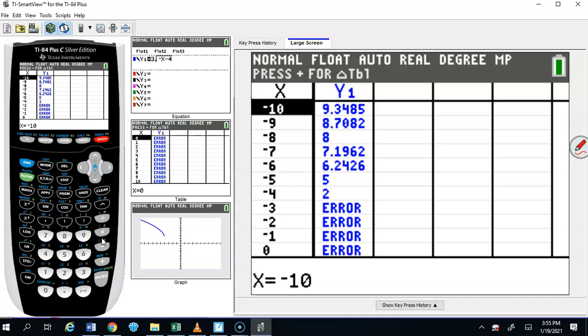So I'm going to start with the -4 and 2, and then I'm going to do the -5, 5. And then, what was the next one? The -8, 8. And then I'm just going to end with that -10, 9.3. Okay? So let's go back to our table.